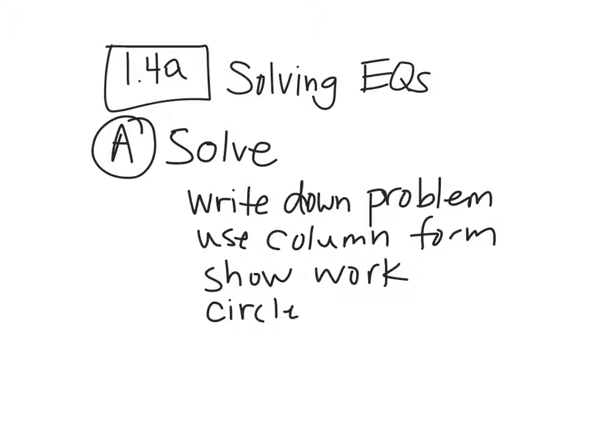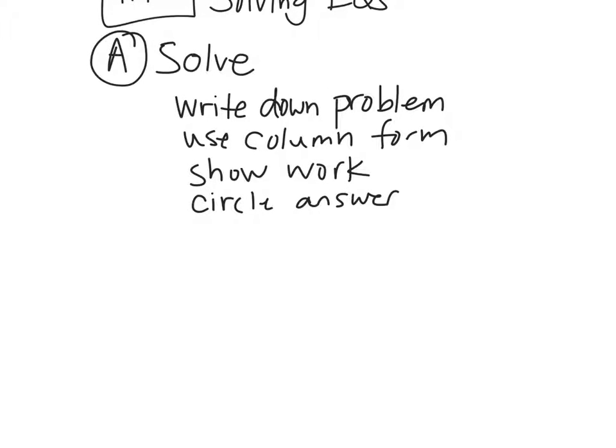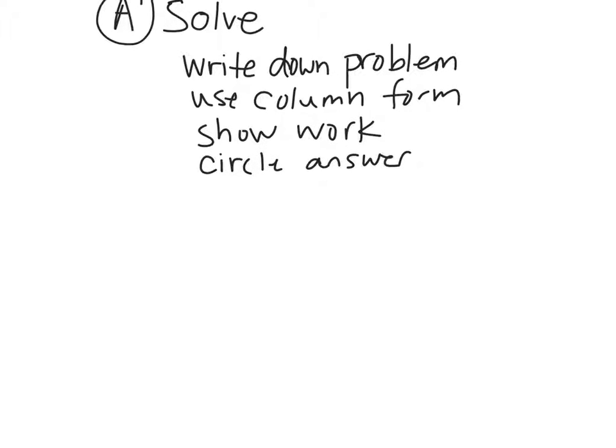Okay? Some of you already do all of these things, and that's wonderful. Some of you need to do these to get 5 out of 5 on your homework. All right, so here we go. Write down the problem, use column form, show work, circle answer. A lot of people like to take their paper and do a dash down the middle of it, and that way they can work problems here, and you don't feel like you're wasting too much paper.